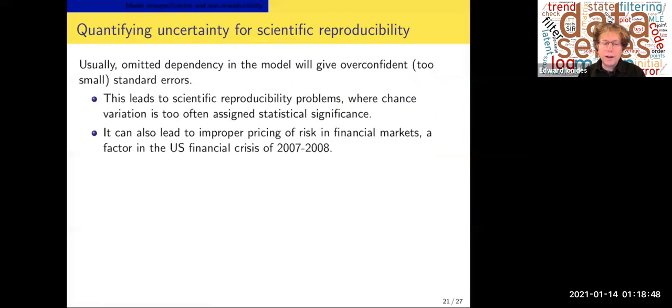And let's think about this at a higher, more general level. Usually, omitting dependence in the model will give overconfident standard errors. That's certainly what we saw in this case, and that leads to scientific reproducibility problems because chance variation is too often assigned statistical significance. Beyond scientific applications, it can also lead to improper pricing of risk in financial markets. And in fact, a large factor in the US financial crisis of 2007, 2008 was failure to acknowledge dependence between risk in investments.